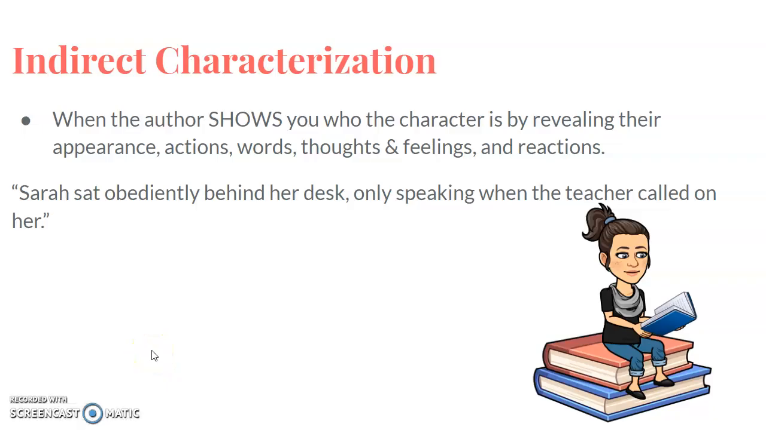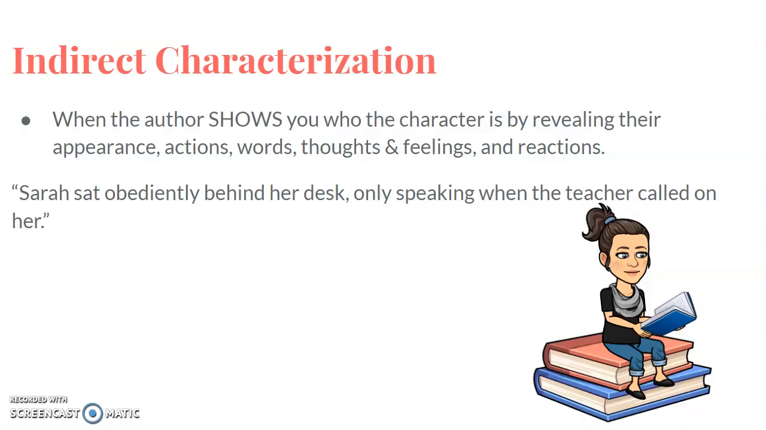On the flip side, we could have indirect characterization, and that's when the author is going to show you who that character is by revealing different things. That can be their appearance, actions, words, thoughts and feelings, or their reactions to things. All of those things, if you think about it, are things that you notice in people when you're going around day to day with them that help you to know a little bit about them, because we don't have an author telling us what to believe about somebody. So this is really what you do day to day when you're choosing friends or learning more about your teachers. But this is when the author is making you use your imagination.